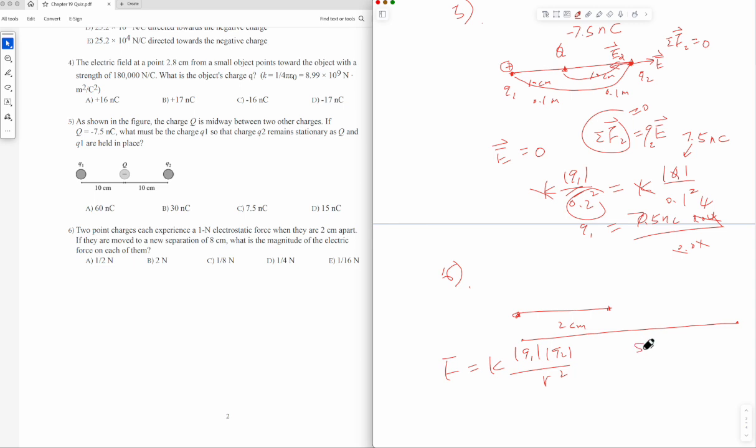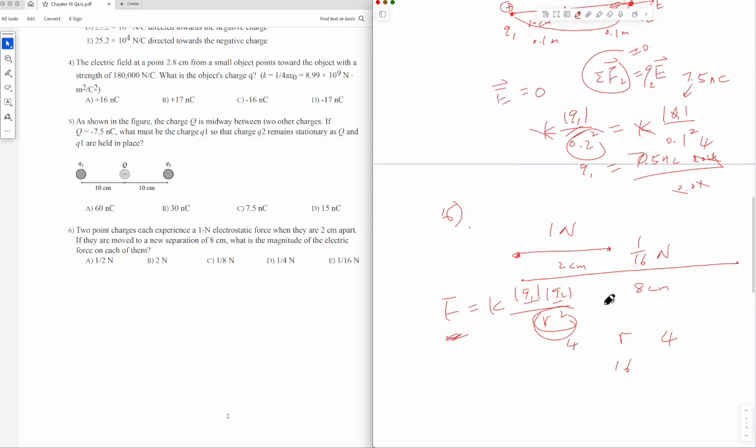Increasing to 8 centimeters means R is increased by 4 times. What is the magnitude of the electric force? Q1 and Q2 are the same, but R increased by 4 times, and 4 squared is 16, so the force will drop 16 times. Here it is 1 Newton, so dropped 16 times it is 1/16 Newton. That's the whole meaning.